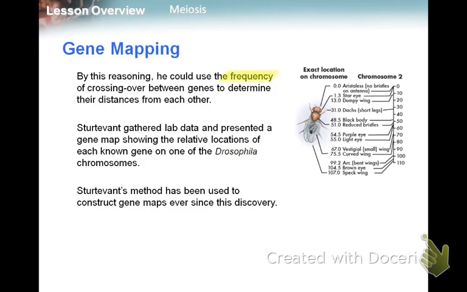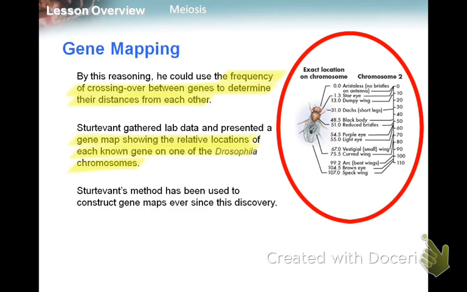So he used the frequency of crossing over between genes to determine their distances from each other. He presented a gene map showing the locations of each known gene on one of the Drosophila chromosomes. That's what you see over here, a gene map of Drosophila chromosome number 2. His method is continuing to be used to construct gene maps today.